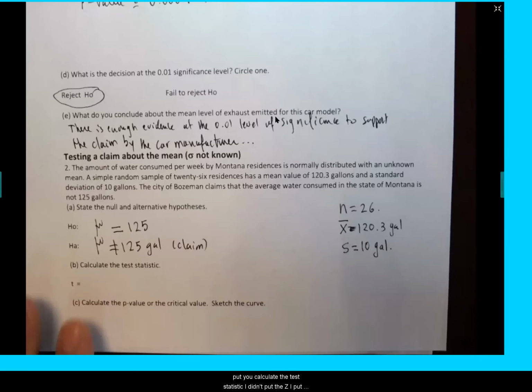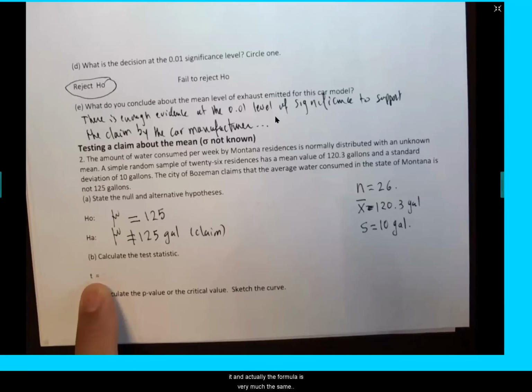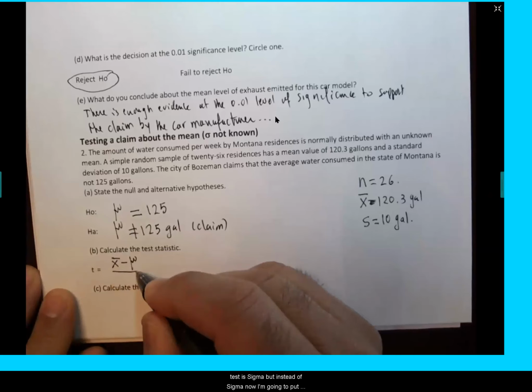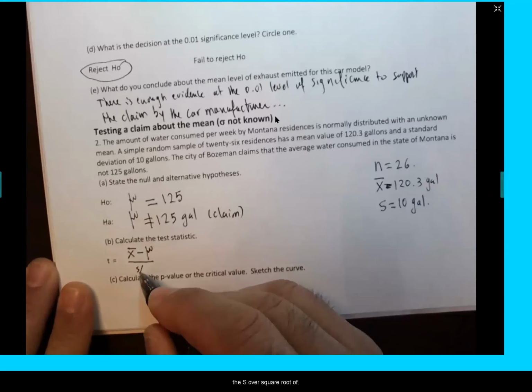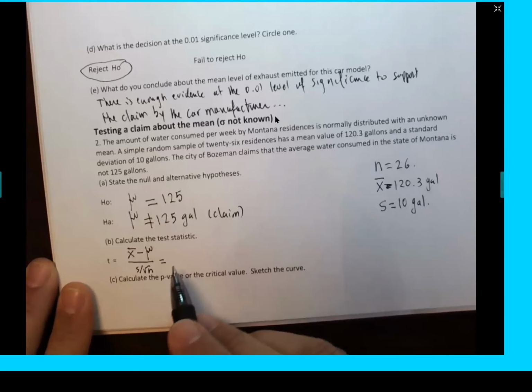You see here what I put: calculate the test statistic. I didn't put Z, I put T. And actually the formula is very much the same, guys. It's X bar minus the mean divided by, remember when we did the Z-test, it's sigma, but now instead of sigma I'm going to put S over square root of N. I'm going to plug in the numbers, and I will use the calculator.